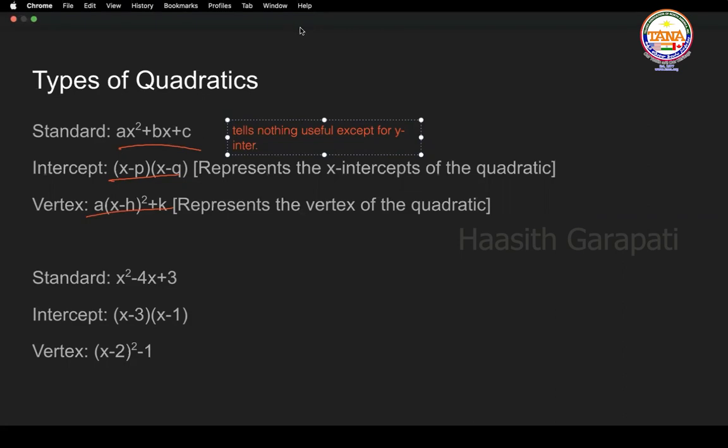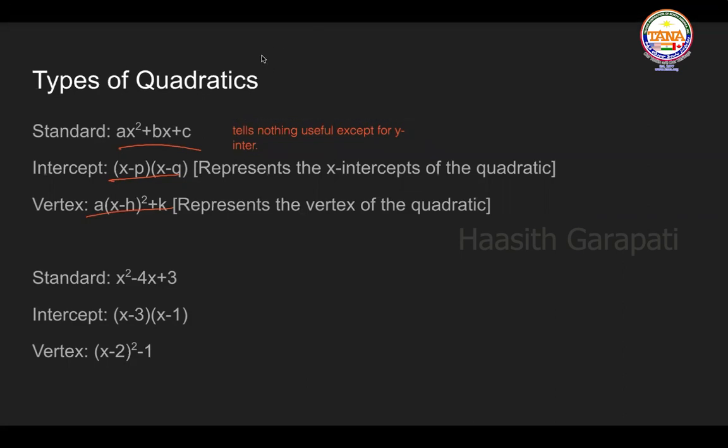Now the intercept form over here, where you have x minus p times x minus q, tells you the x-intercepts of the quadratic super easily. When you set the equation equal to 0, you simply take those two terms and set each of them equal to 0, and then you've found your solutions. Really easy. So yeah, I already wrote that there.